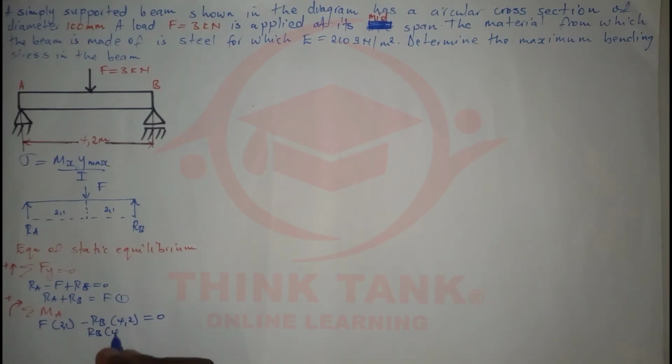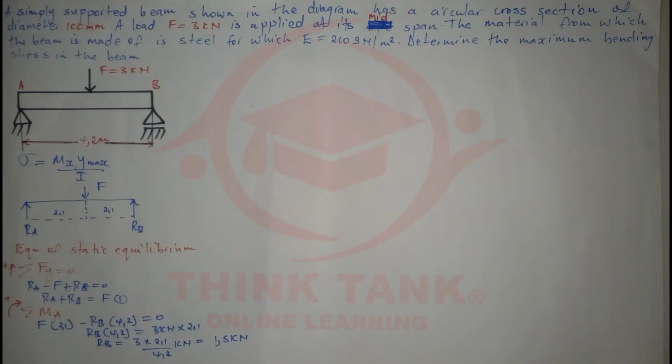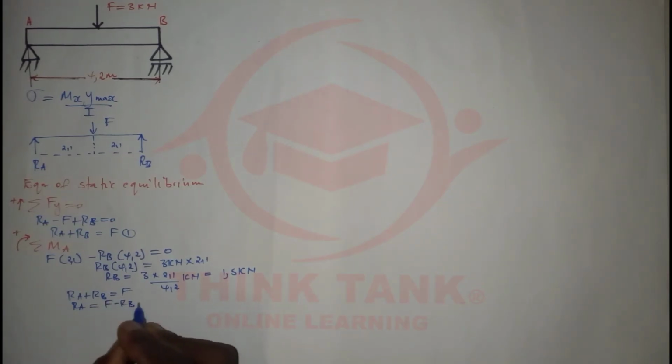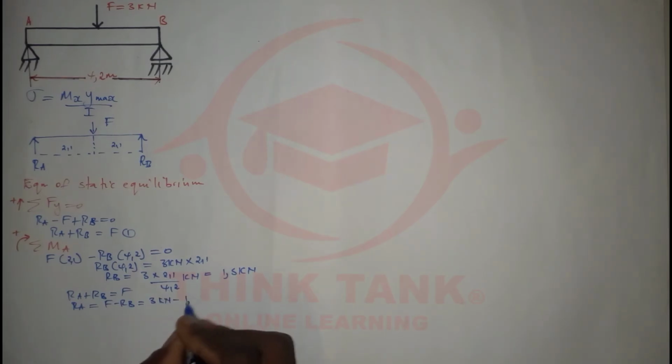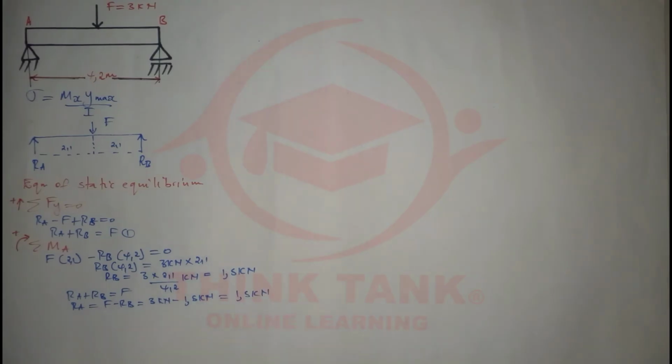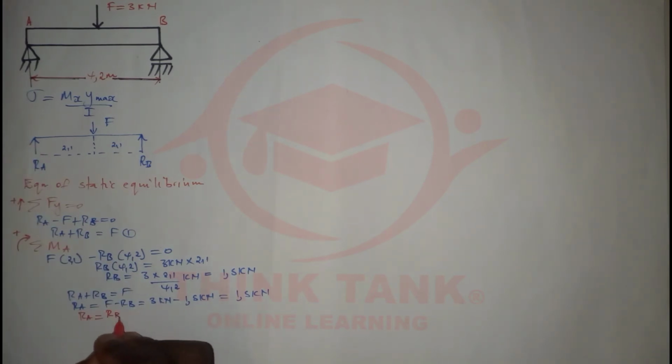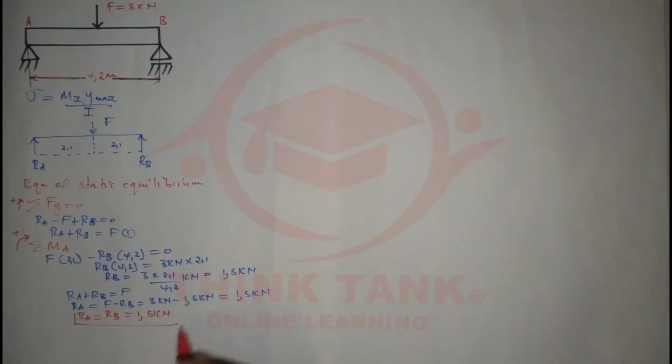RB times 4.2 is going to give us F times 2.1. We know F is 3 kilonewtons, and I'm going to multiply that by 2.1. After that, we make RB the subject of the formula. So RB is 3 times 2.1 divided by 4.2, and all answers in kilonewtons. If we do that, we can find RB as 1.5 kilonewtons. Since RB is 1.5 kilonewtons, from equation number 1, RA plus RB should give us F. So RA is going to be F minus RB, that means 3 kilonewtons minus 1.5 kilonewtons, and that gives us 1.5 kilonewtons. So we have our reaction forces: RA is equal to RB, which is equal to 1.5 kilonewtons.